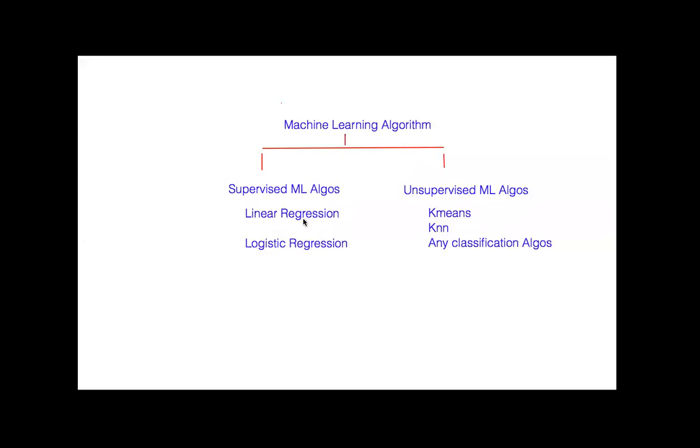Okay, so if things happen in a way where you don't have historical data and it happens in real time, that is called a classification problem. So in that case we call it an unsupervised machine learning algorithm.